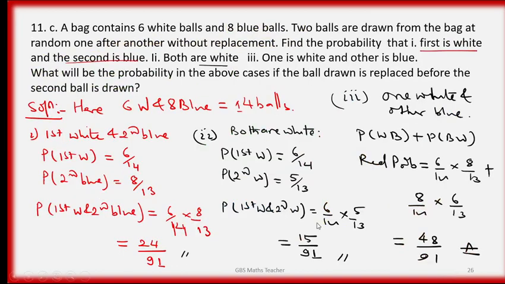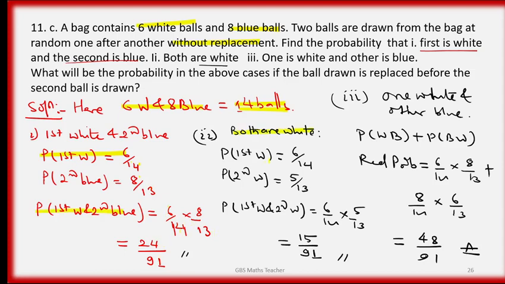Now the last question of this lesson, dear students. A bag contains 6 white balls, 8 blue balls, and without replacement find the probability. First is white and second is blue. I have solved this in a shortcut way. 6 white and 8 blue, total 14 balls. First white and second blue. Probability of getting first white is 6 by 14. If first is white, then that is fixed, and second blue probability is 8 by 13. The number decreases by 1, and the probability, you understand, is 6 by 14 times 8 by 13.